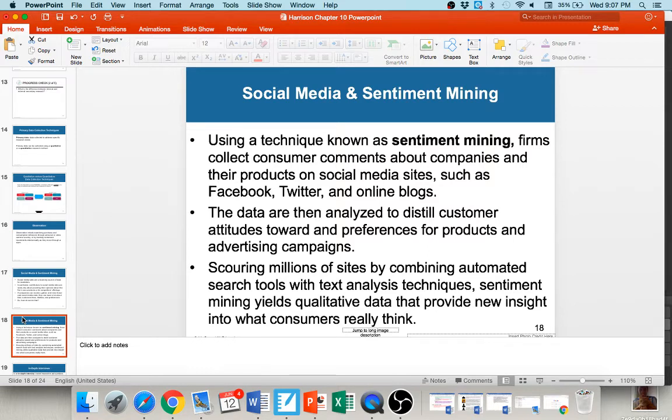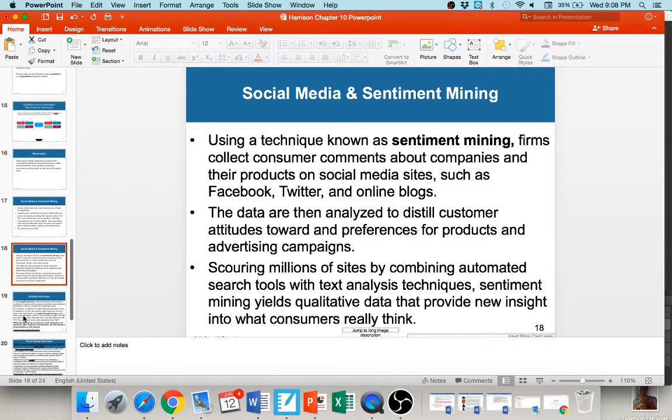So sentiment mining is usually accompanied with some form of technology that will help these social media marketers scour the internet to get information they need to make generalizations about their customers and their likes and their dislikes and their preferences, and then in turn relay that to the company and make sure that the products are meeting all of those needs. So that's sentiment mining.